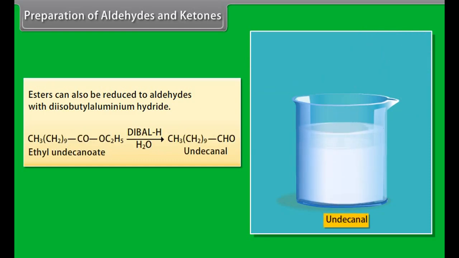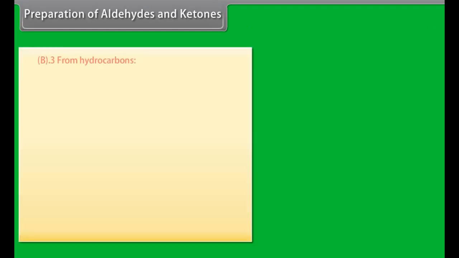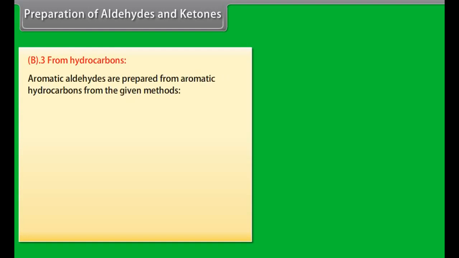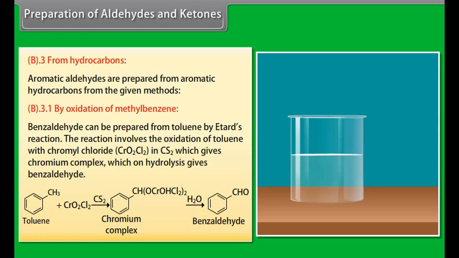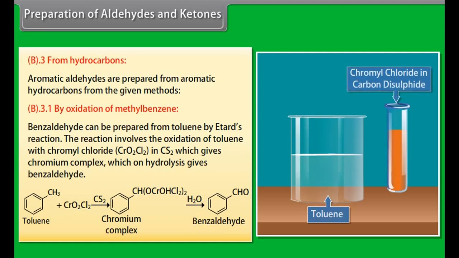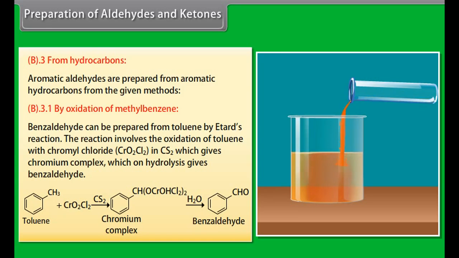Preparation of aldehydes and ketones. From hydrocarbons. Aromatic aldehydes are prepared from aromatic hydrocarbons by the given methods. By oxidation of methylbenzene, benzaldehyde can be prepared from toluene by the Etard reaction. The reaction involves the oxidation of toluene with chromyl chloride in carbon disulfide, which gives a chromium complex, which on hydrolysis gives benzaldehyde.